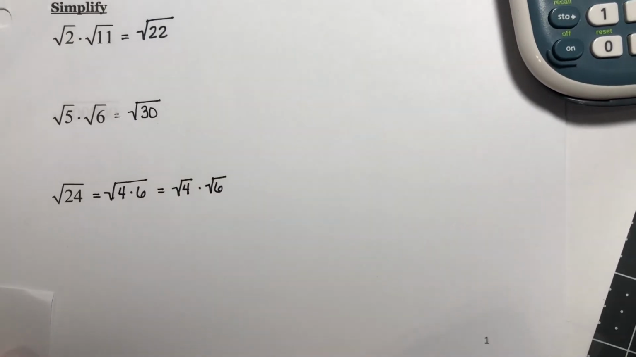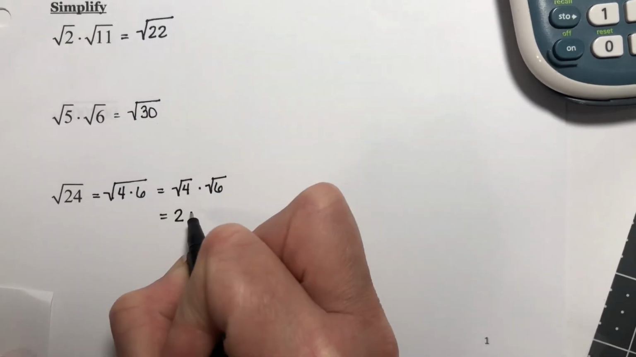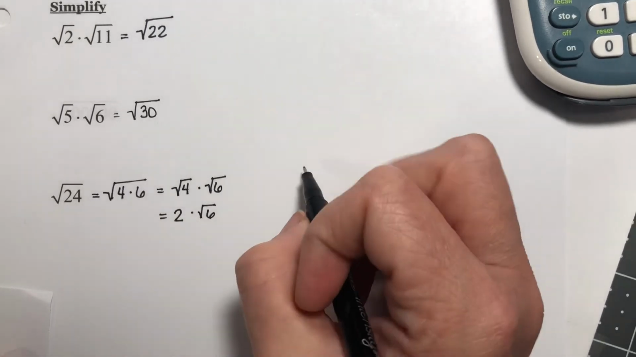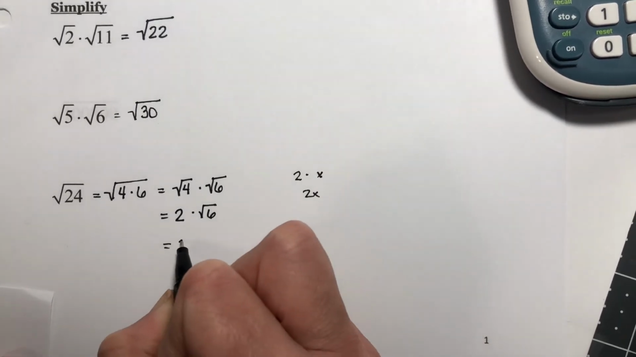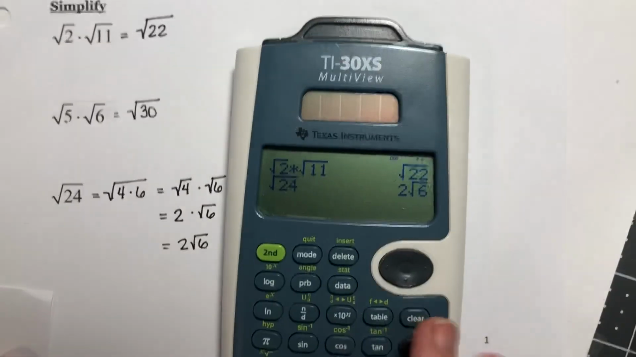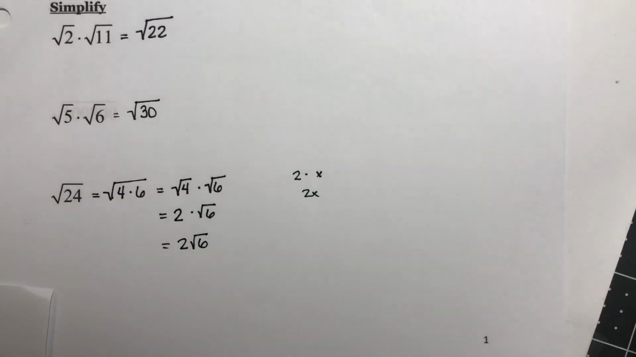Well, we can do the square root of 4. That is 2. So I have 2 times the square root of 6. And just like where we don't write 2 times x, we write 2x, we write 2 square root of 6. That's an understood multiplication in the middle, which is exactly what we got right here. Okay, so that's what's happening.